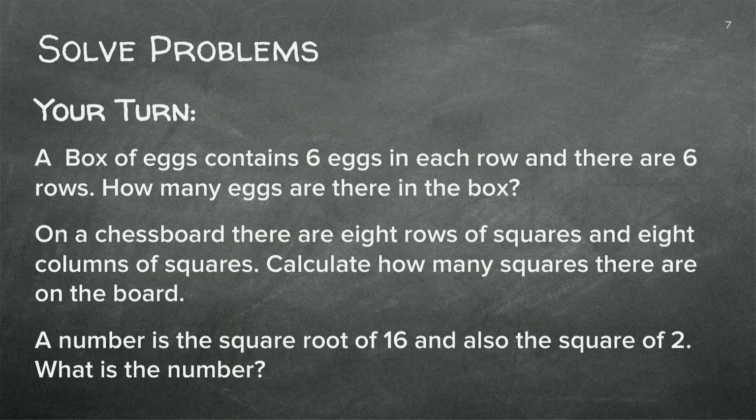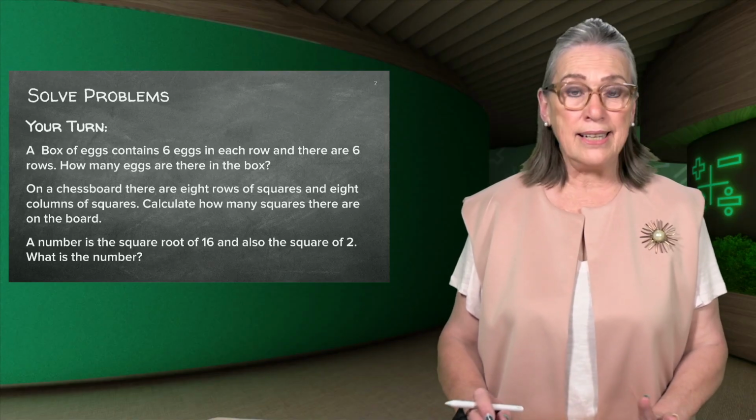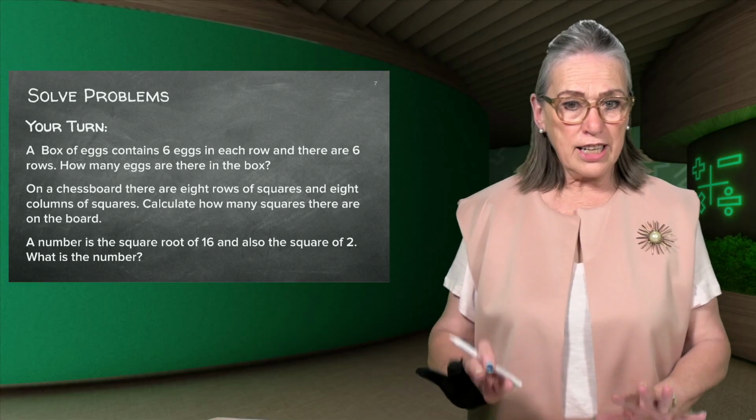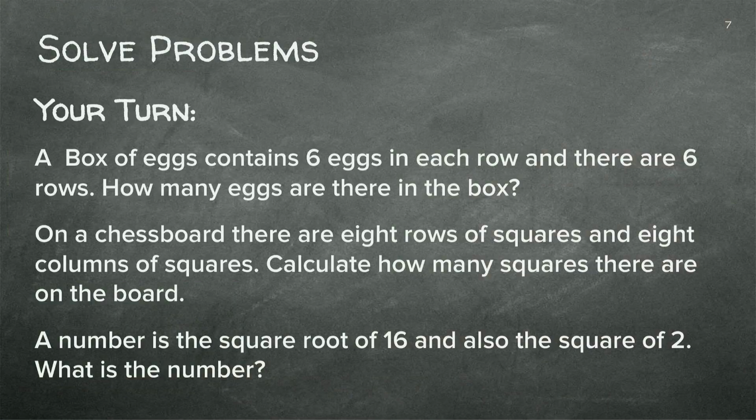Cool. Now we're going to solve some problems. A box of eggs. So now again, remember our story goes like this. You stop, you read, you answer, and you return. And then I'm going to do this with you. Okay, so a box of eggs contains 6 eggs in each row, and there are 6 rows. How many eggs are there in the box? This is an easy one.